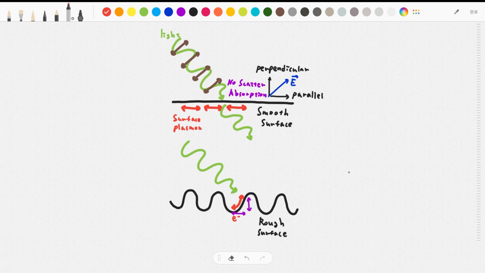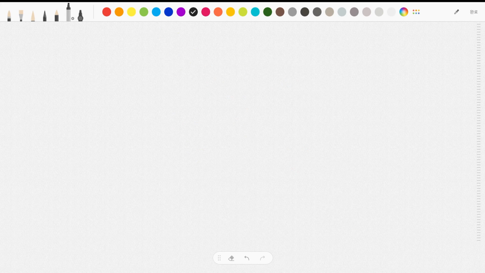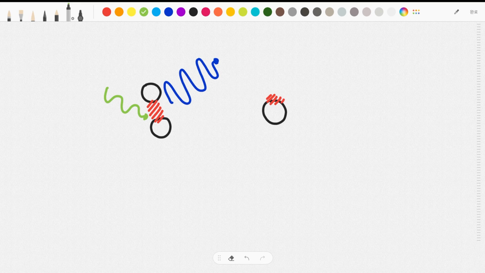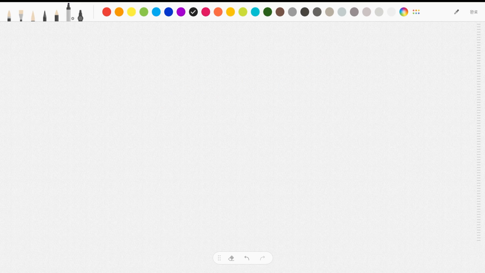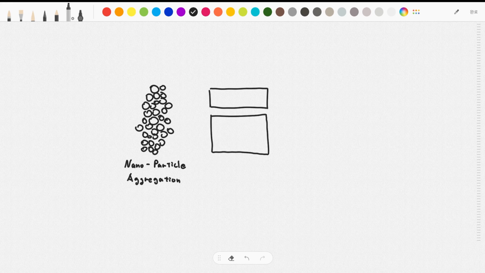Therefore, the rougher surface will have the larger vertical area, the more electrons oscillating perpendicular to the surface, the more scattering, the bigger electric field, and the bigger Raman signal. If we take one more step, the researchers have found experimentally that the electromagnetic enhancement improved dramatically between the nanoparticles rather than just on the surface. They call it a hotspot. So, to make many hotspots, they use nanoparticle aggregation, electrochemical roughening, or depositing metal onto a surface to increase roughness.